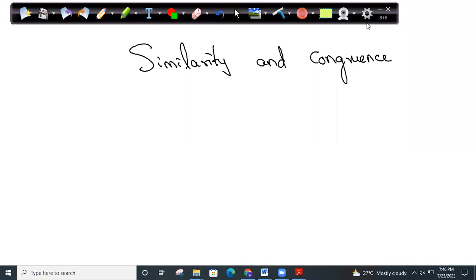Okay. Now, similarity and congruence. This is another important topic. There are many difficult questions based on these concepts, similarity and congruence. Mainly, the similarity concept is required in many things in life.